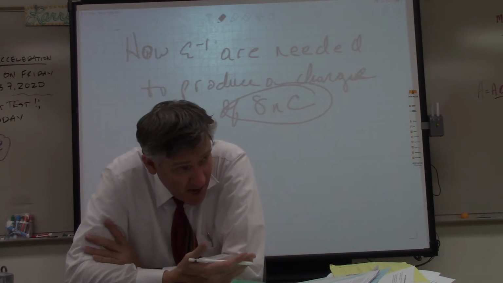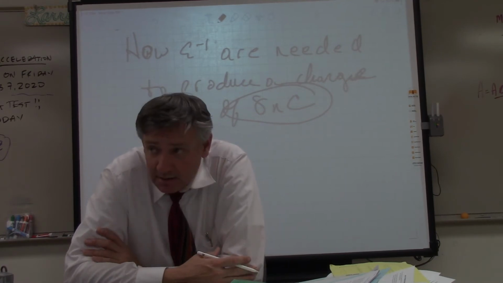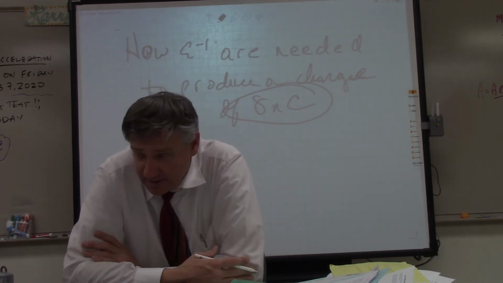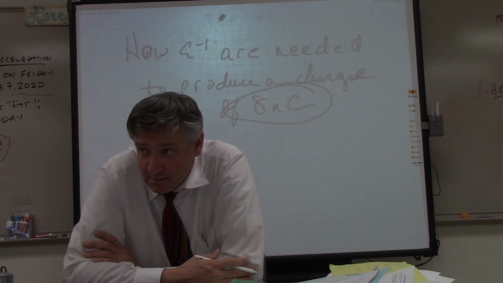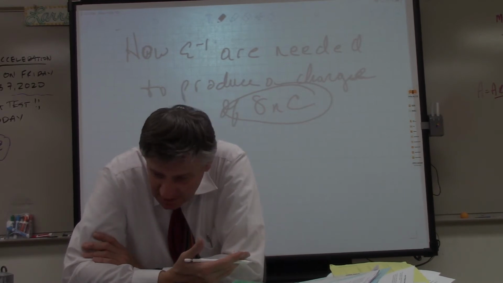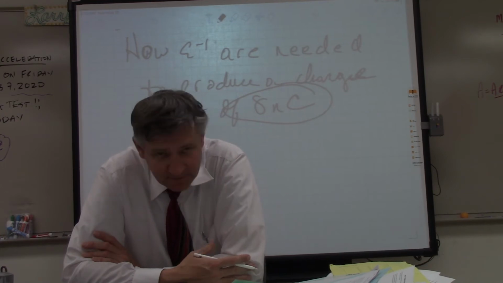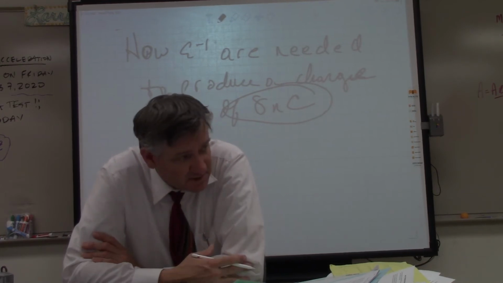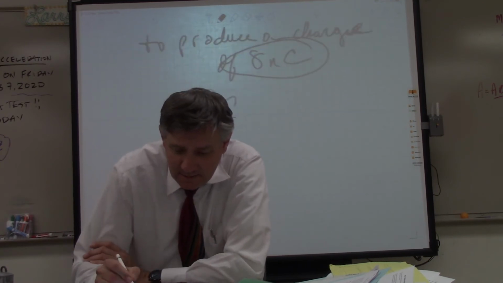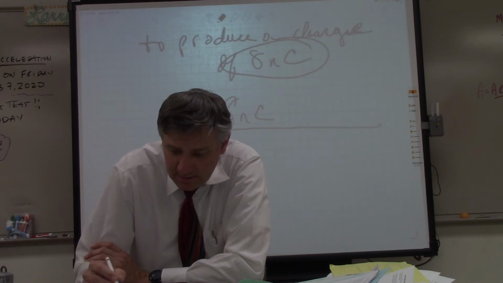Well, do you know how much charge there is on each electron? Well, if there was 8 nanocoulombs of charge on each electron, how many electrons would it take? 1, right? If there was 2 nanocoulombs of charge per electron, it would take 4. So how are you going to get your answer? Take the 8 nanocoulombs and divide that by 1.6 times 10 to the negative 19.